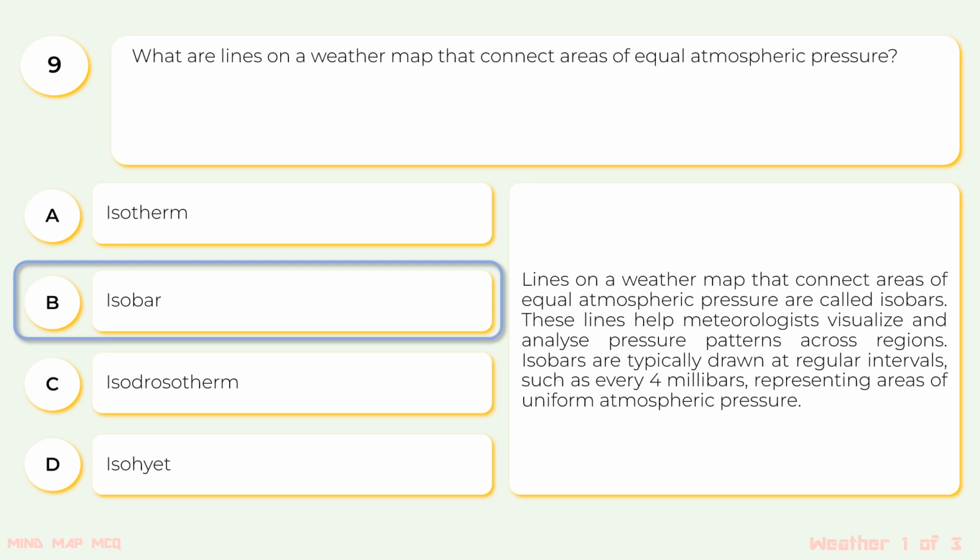These lines help meteorologists visualize and analyze pressure patterns across regions. Isobars are typically drawn at regular intervals, such as every 4 millibars, representing areas of uniform atmospheric pressure.